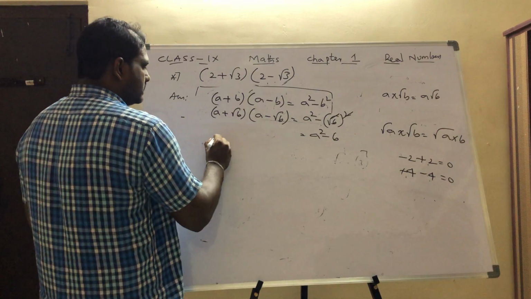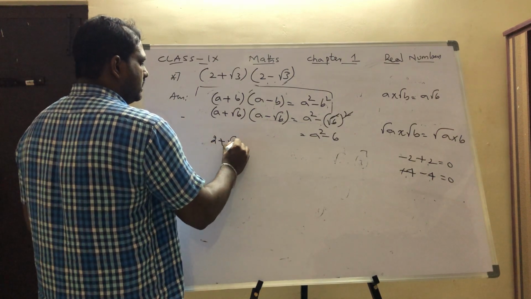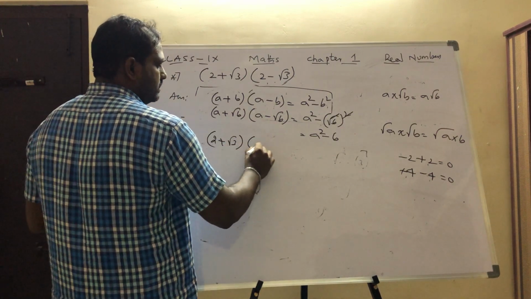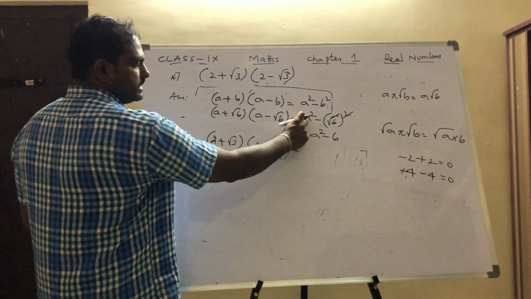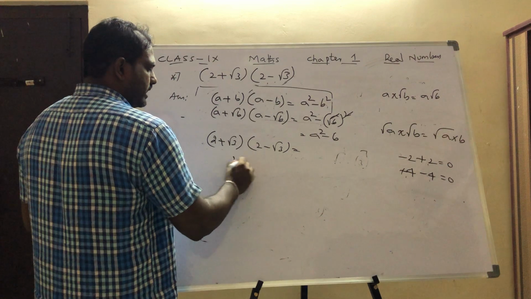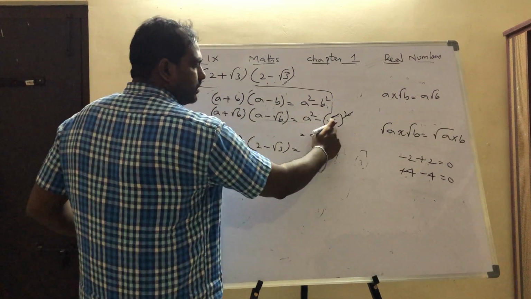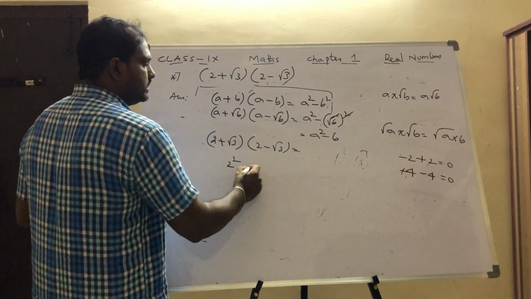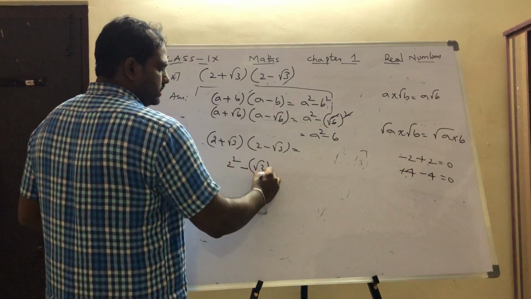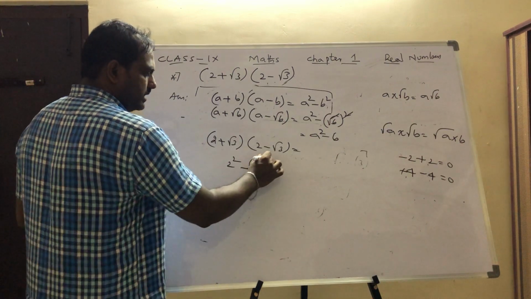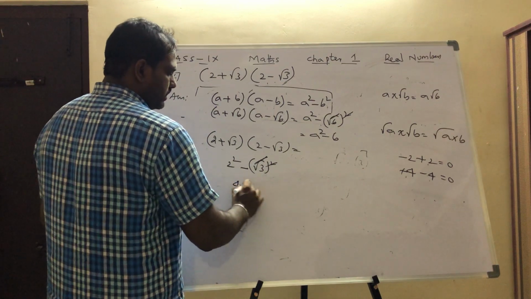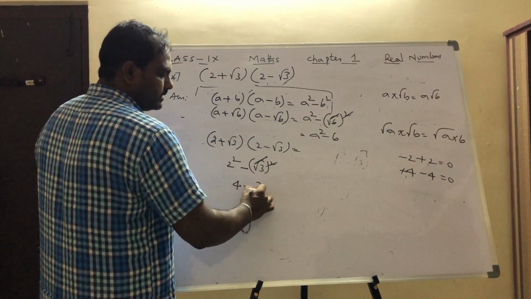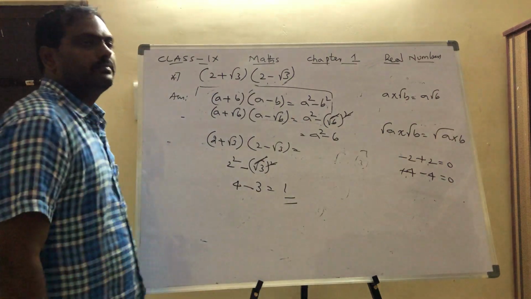Now what is the answer? It is 2 plus root 3 into 2 minus root 3 is equal to, what is the formula? A square, that means 2 square minus root 3 whole square. 2 square means 2 into 2. How much is it? 4. Square and square root get cancelled. What is the remainder? 3. 4 minus 3, 1 is the answer.